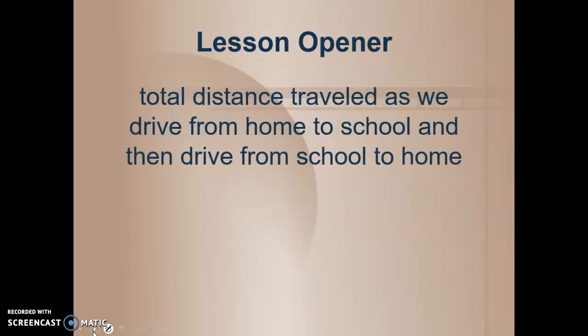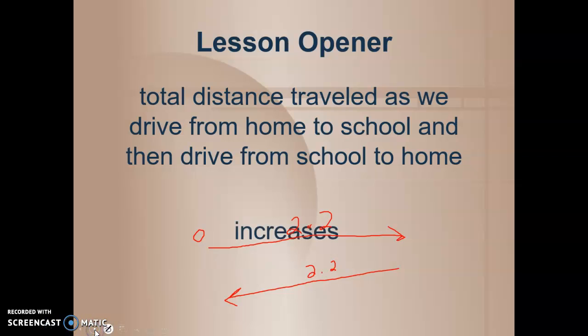What about the total distance traveled as you drive from home to school? Well, when I drove to school this morning, I drove 2.2 miles. And when I drove back home, I didn't erase those 2.2 miles. I had to drive another 2.2 miles. So what happened to my distance? If I started at 0, what happened to my total distance traveled? My total distance traveled actually increases.